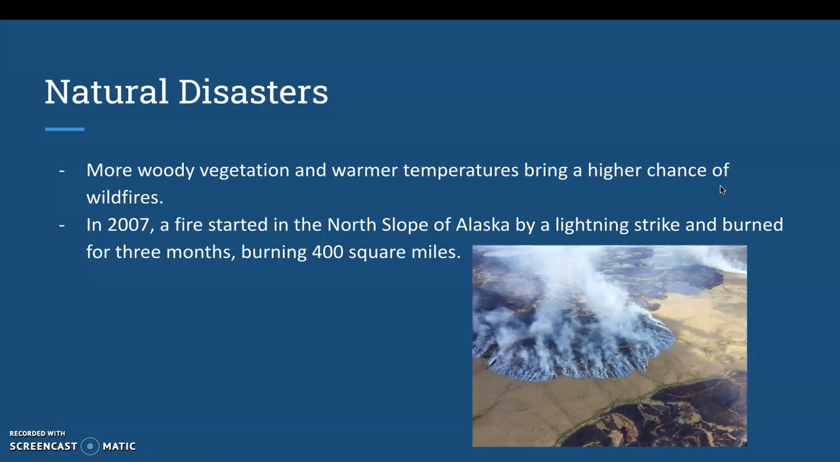Natural disaster. As the temperature rises, more woody vegetation is bringing a higher chance of wildfire. For example, in 2007, a fire started in the north slope of Alaska by a lightning strike and burned for 3 months, burning 400 square miles.